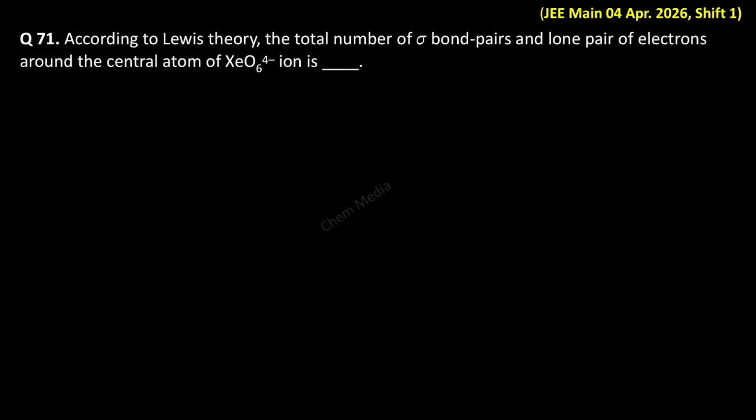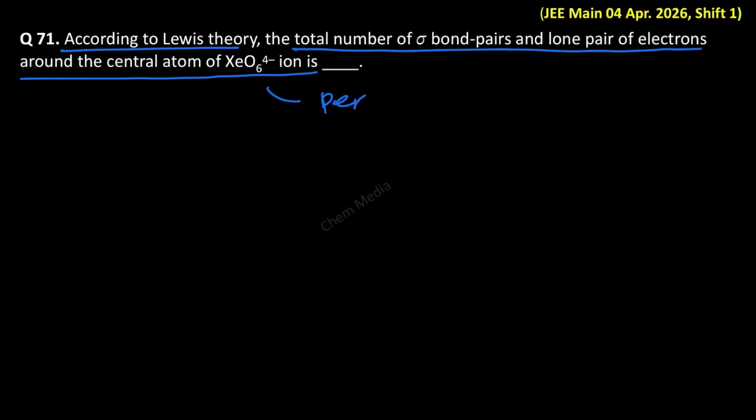Hello everyone, here is a question based on Lewis structure. According to Lewis theory, the total number of sigma bond pairs and lone pairs of electrons around the central atom of perxenate ion is how many? We have XeO6 4 minus, we call this perxenate anion, or simply perxenate is also okay.